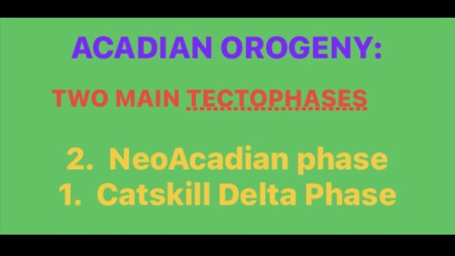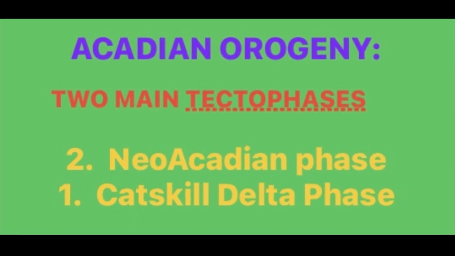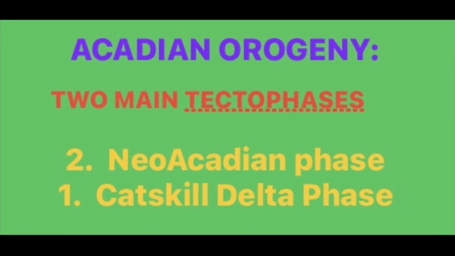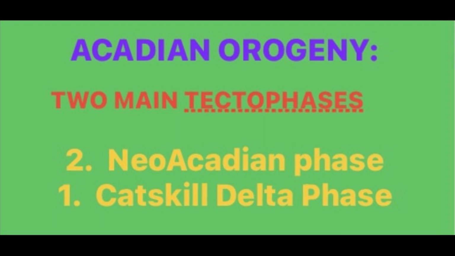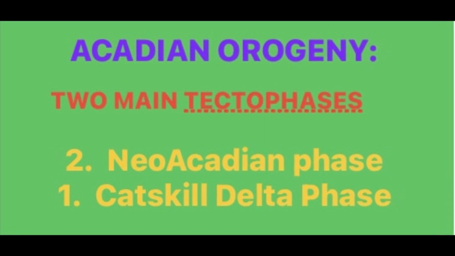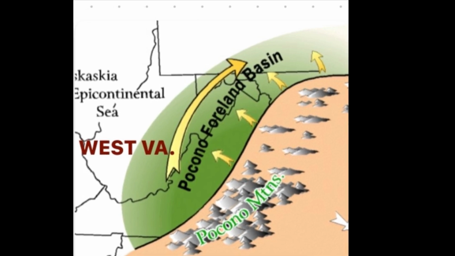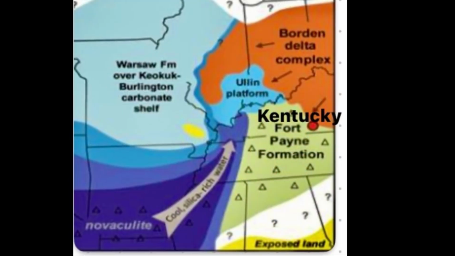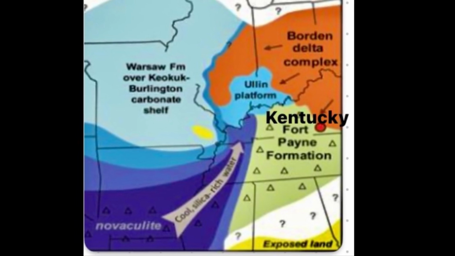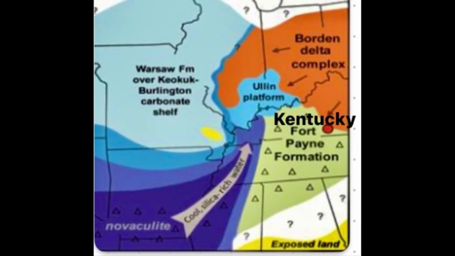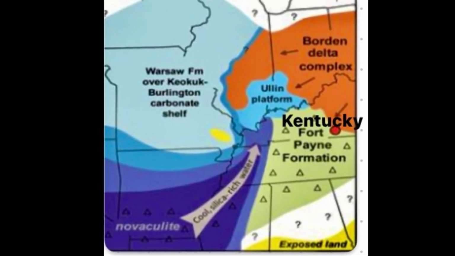The next major tectophase is called the Neo-Acadian tectophase, and as the Acadian microcontinent slid southwest, it created several depositional basins in sequence, which included the Pocono Foreland Basin or Delta and the Borden Foreland Basin or Delta, both of which received sediments from the eroding Acadian mountains.